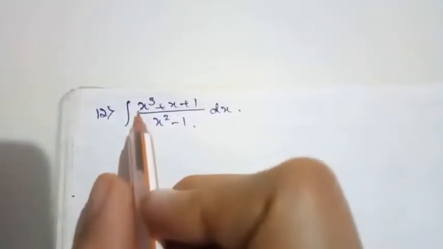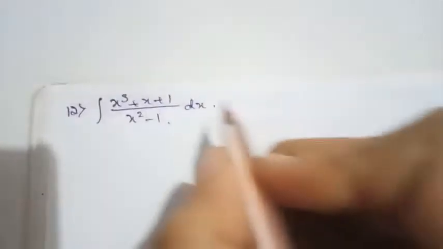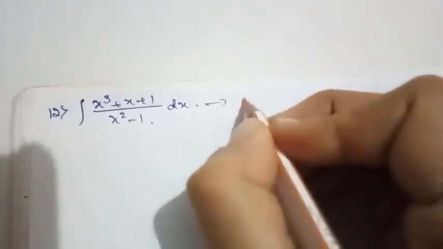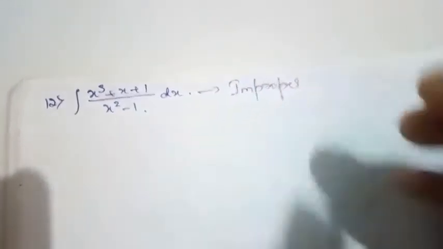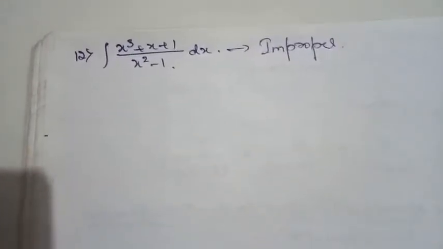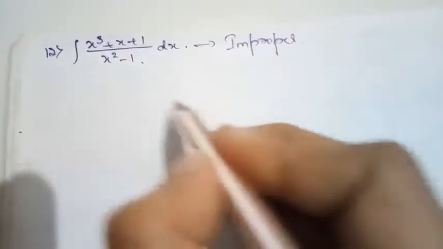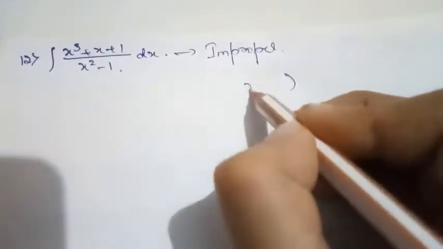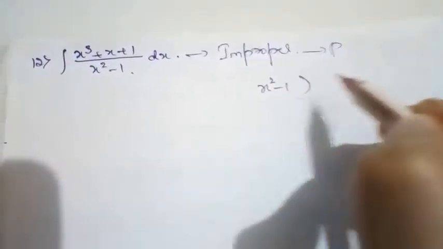The next question is integration of x cube plus x plus 1 divided by x square minus 1. Clearly, it is an improper fraction. Why is it an improper fraction? Because the degree of the numerator is greater than the degree of the denominator. When it is an improper fraction, we go with the long division process. I am converting this improper fraction to a proper fraction by the long division process.